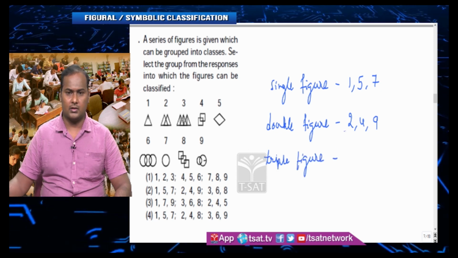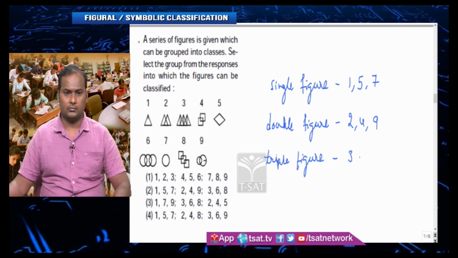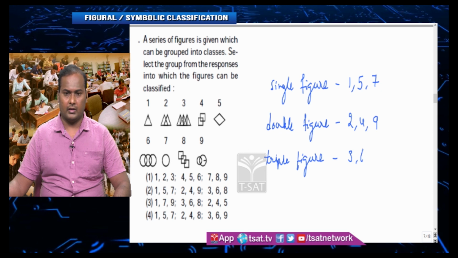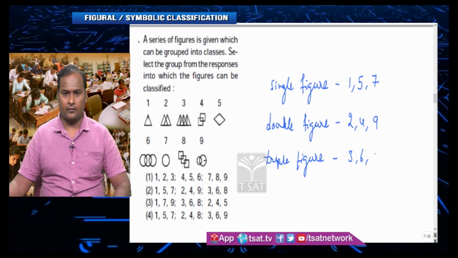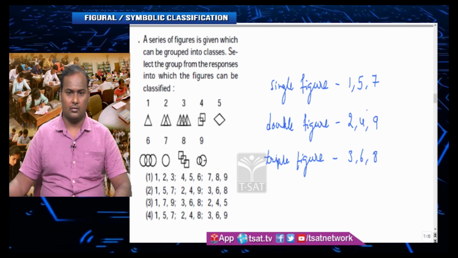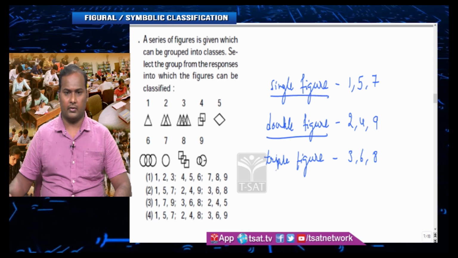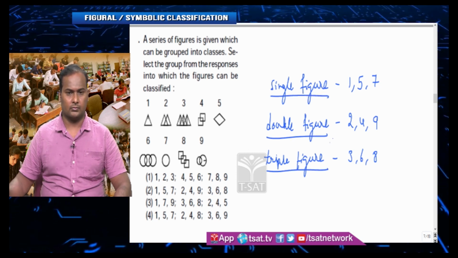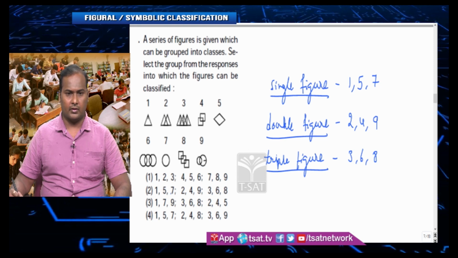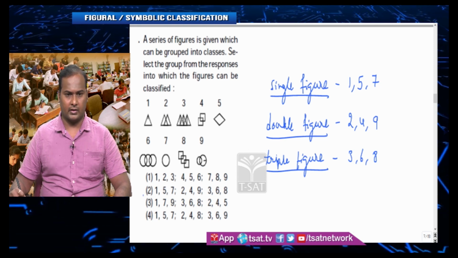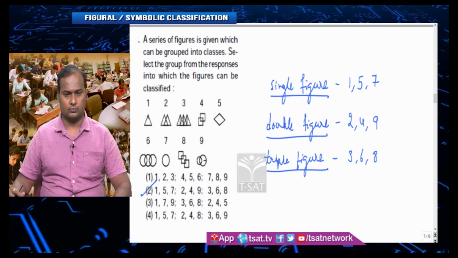Next one, followed by triple figures. So what are triple figures? Figure 3, figure 6 and figure 8. These are triple figures. So the classification is based on single figure, double figure and triple figure. So the answer is 1, 5, 7, 2, 4, 9 and 3, 6, 8. So your answer is option 2.